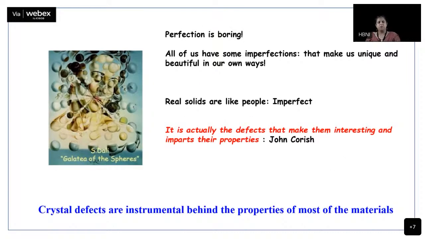Okay, so of course, perfection is boring, and who wants perfection? If everybody's perfect, we'll not have anybody to talk about. So, all of us have imperfection, as I just mentioned a minute back. That is what makes us unique and beautiful in our own individual ways. And that is how real solids are. They are like people, they are imperfect. And a very famous scientist, John Corrick, mentioned that it is actually the defects that make the solid interesting and impart them their properties.